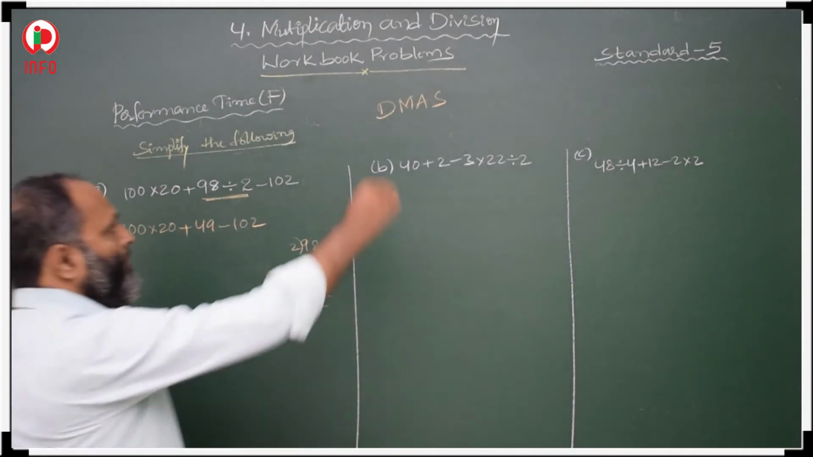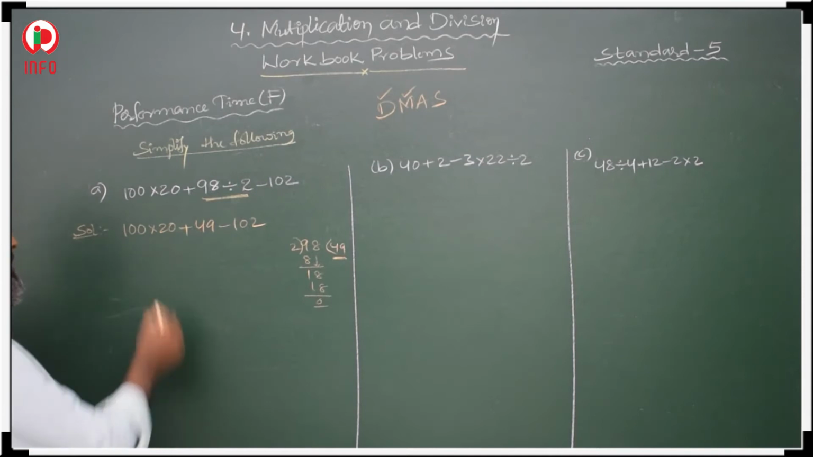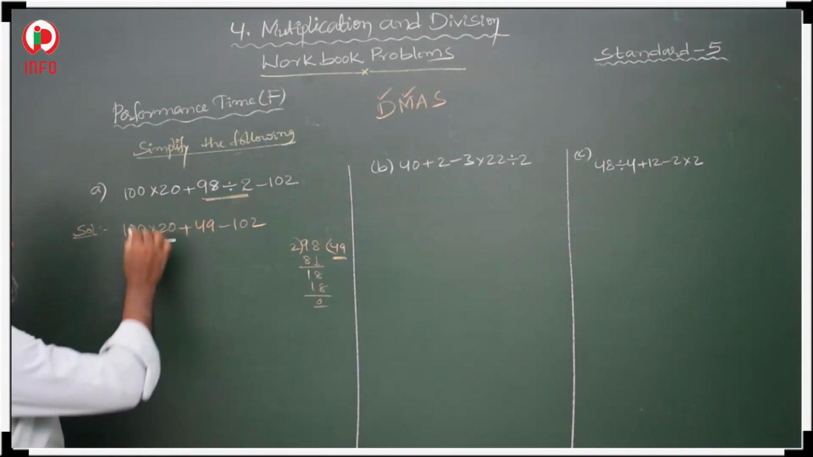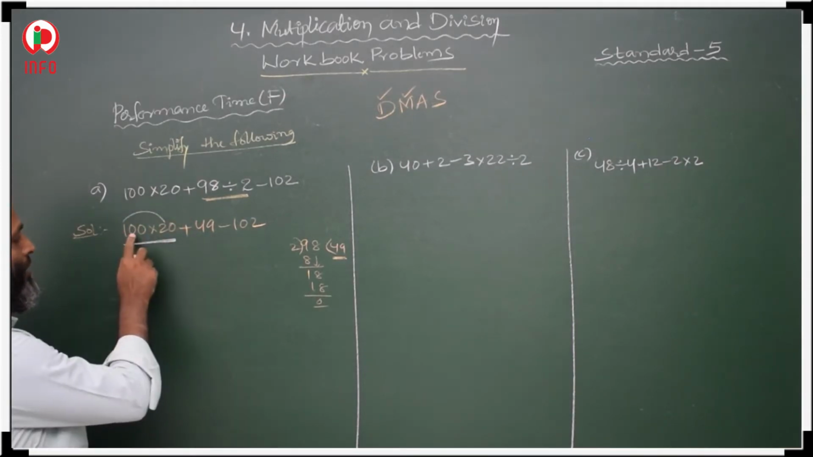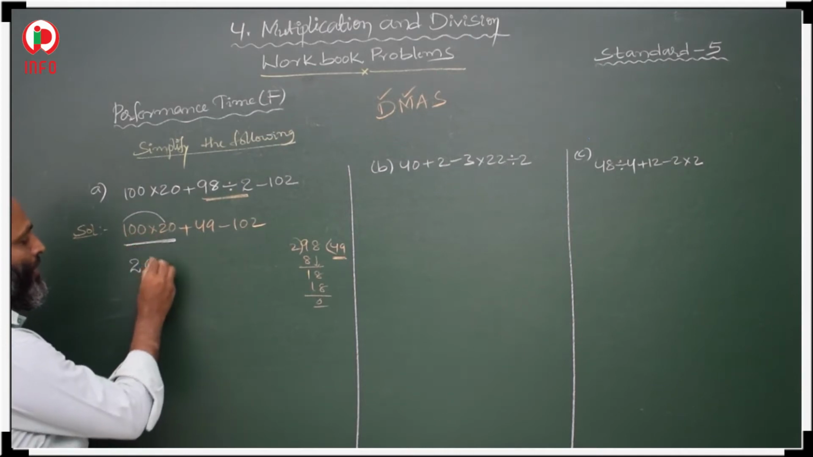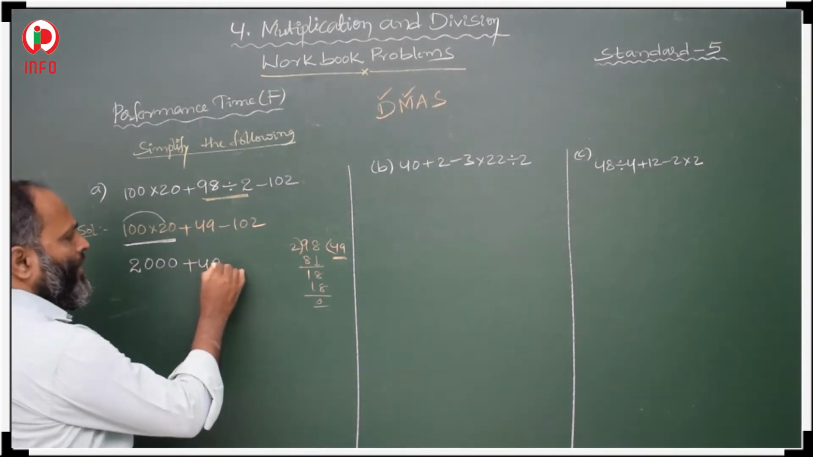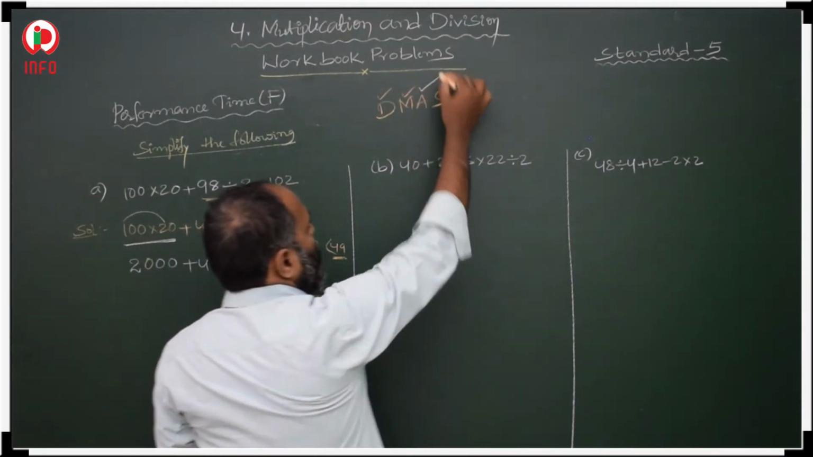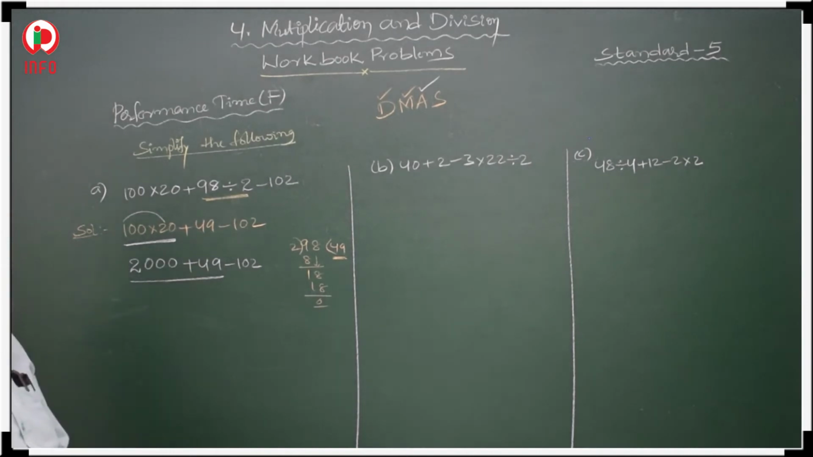After division, we have to give preference to multiplication. Where is your multiplication? Here you have multiplication. First you have to multiply 1 with 2. 1 2s are 2. And how many zeros are there? 1, 2, 3. Those 3 zeros you keep here. Plus 49 minus 100. After multiplication, addition. This is your addition. Now simplify the addition part. 2000 plus 49 is 2049.